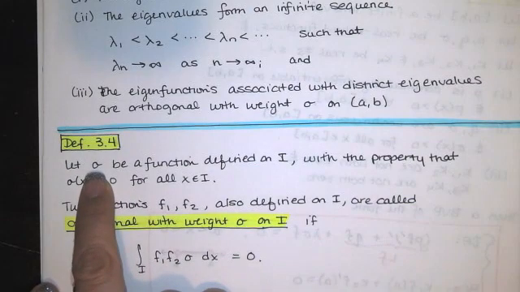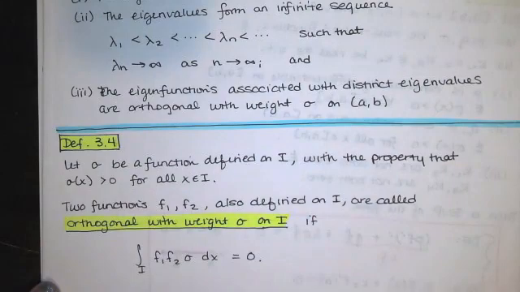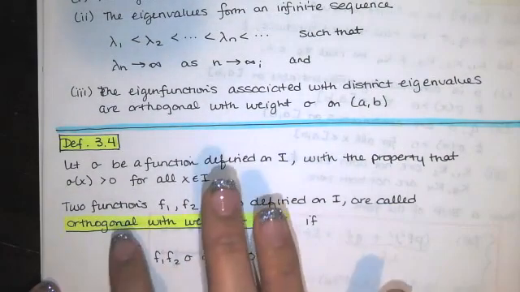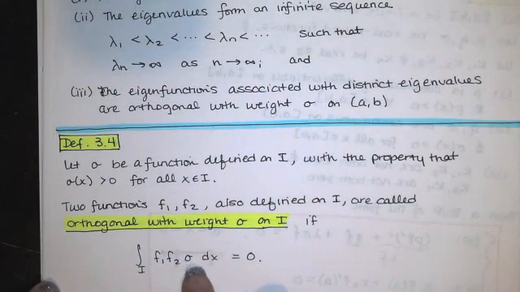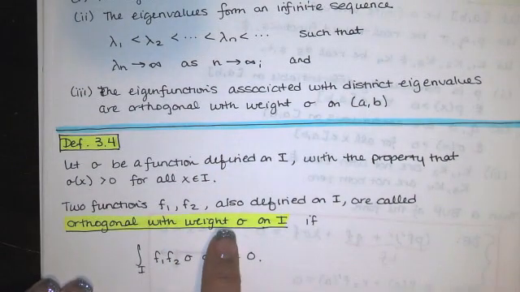If we have that function, sigma, defined on some interval I and it's positive for all x in the interval, then we say that two functions, also defined on I, are orthogonal with weight sigma if the following is true. You multiply them together, you multiply by sigma, you integrate over I. If you get 0, we say that those two functions are orthogonal with that weight.